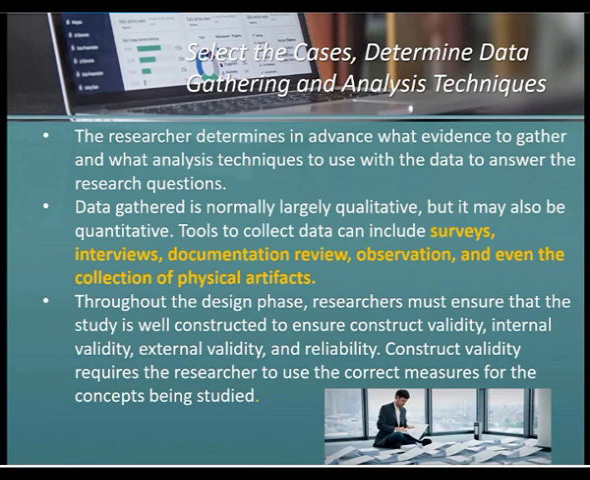Okay, so how to determine the data gathering and analysis technique. For example, the researcher determines in advance what evidence you want to gather and what analysis technique to use with the data to answer your research question. It's always tied up. Please bear in mind, students, when you do your final chapter, your conclusion chapter, you must always answer back your objectives.